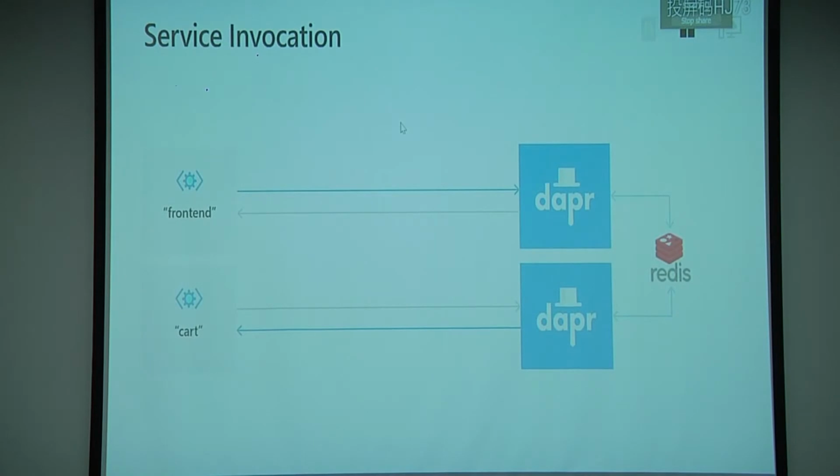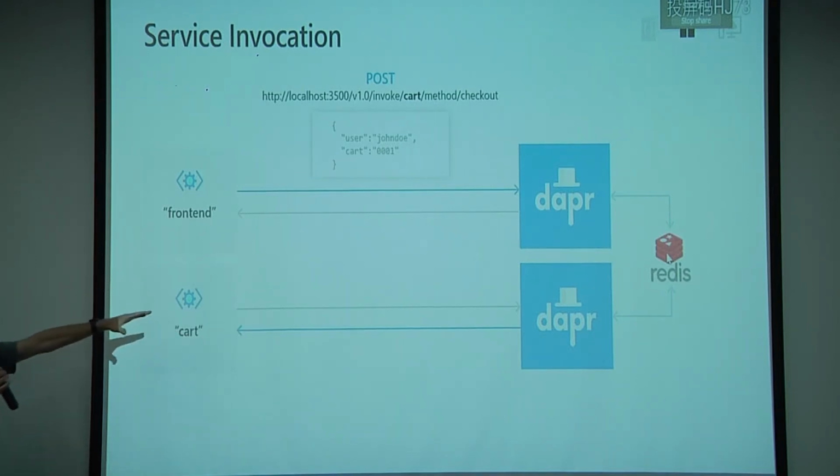Same thing if I want to call from my front-end service here to a back-end service, I can use Dapr to call the invoke method. In this case, I'm going to invoke the cart application. This is the cart application. I can call a method called checkout, and I want to provide some particular data. This goes through Dapr, and how I go from one call to another and marshal that call across can be plugged in through different implementations.